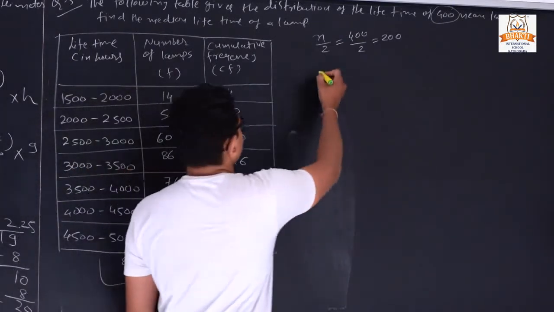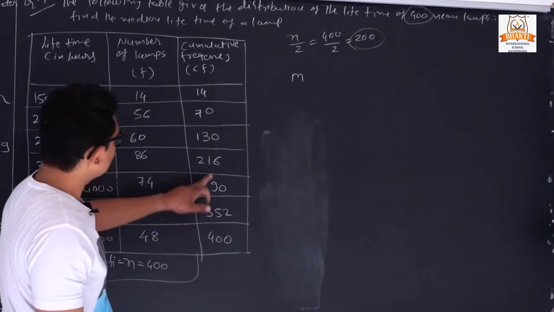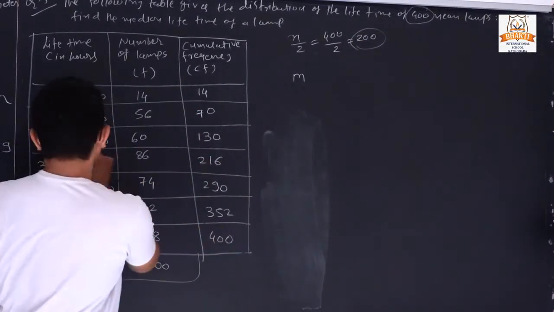Now we put in our formula. So 200: see this column. 200 lies between these two cumulative frequencies, so we select that row.